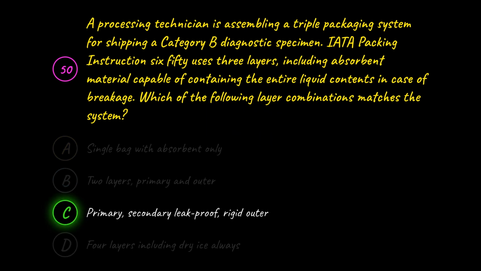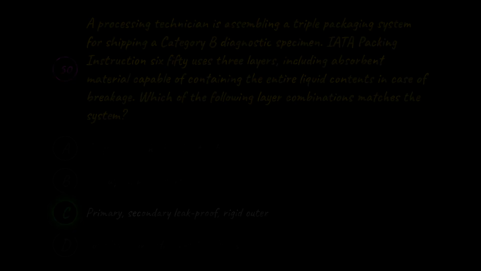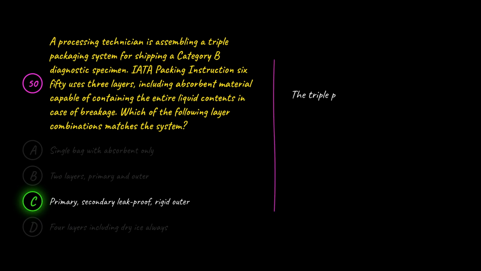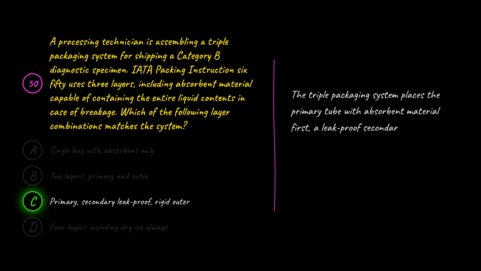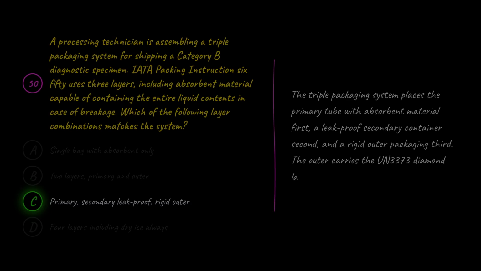The correct answer is C. Primary, secondary, leak-proof, rigid outer. C is correct because the triple packaging system places the primary tube with absorbent material first, a leak-proof secondary container second, and a rigid outer packaging third. The outer carries the UN 3373 diamond label and shipper information.